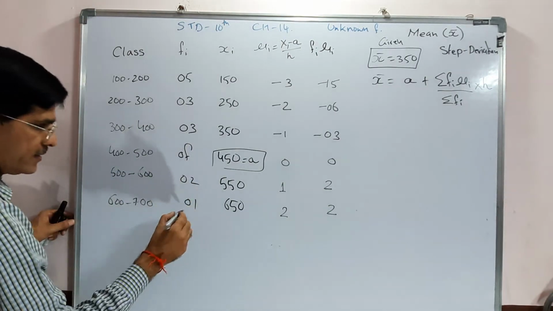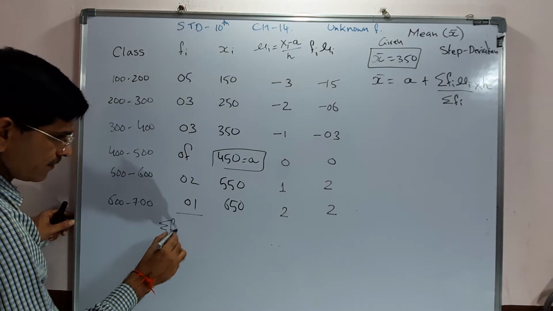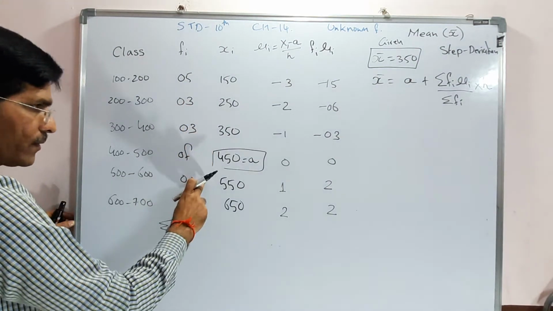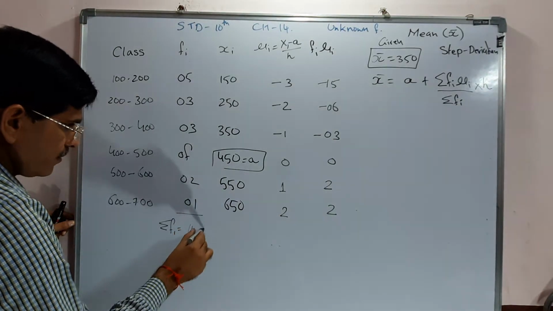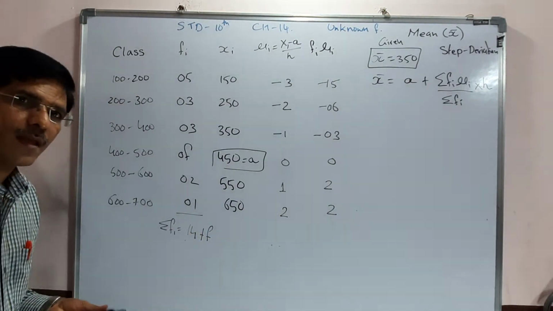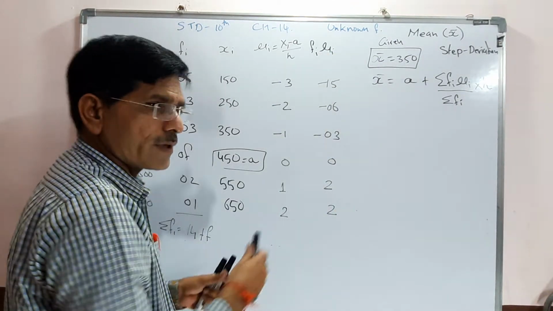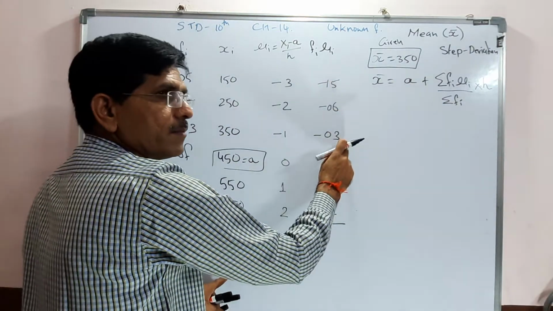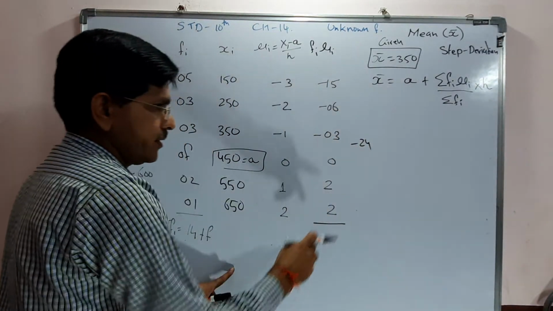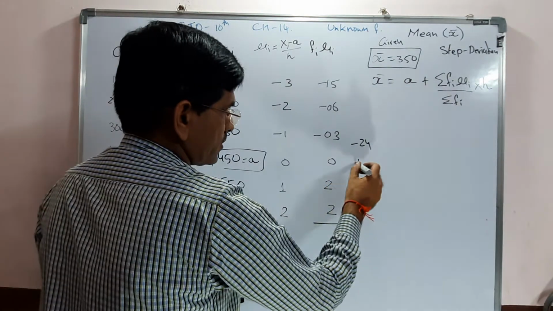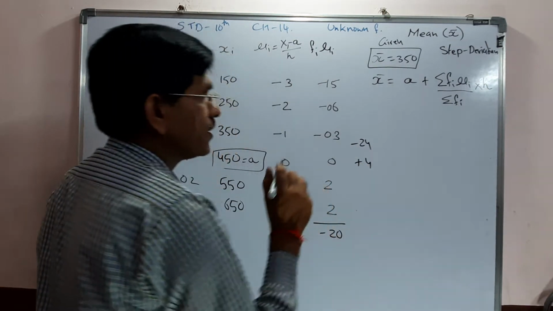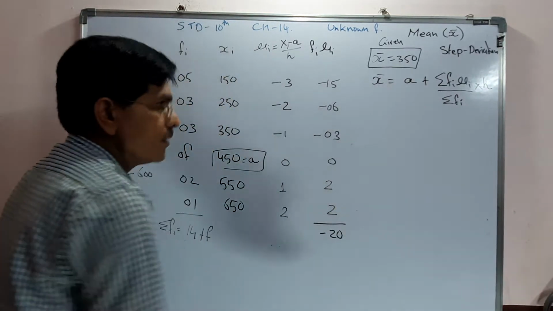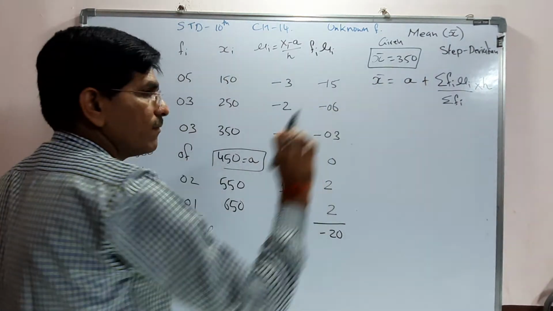Now we have to add this, that is sigma fi. So 5 plus 3 is 8, 9, 10 and 11, 12, 13 and 14. So 14 plus f. Now we have to total it here again. Minus 15 minus 6 is minus 21, minus 3 is minus 24, plus 2 plus 2 plus 4. So minus 20. Now we have to find by putting this formula.